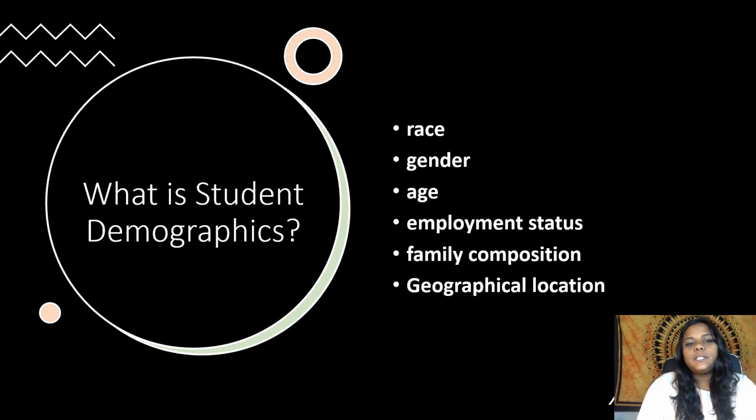So what is student demographics? That is race, gender, age, employment status, and for the education field, that's usually referring to their parents' employment. Family composition, so who does the child live with? Is it just mom, just dad? Is it both? Do they live with grandparents? And then geographical location in relation to the school. Where does the child live?